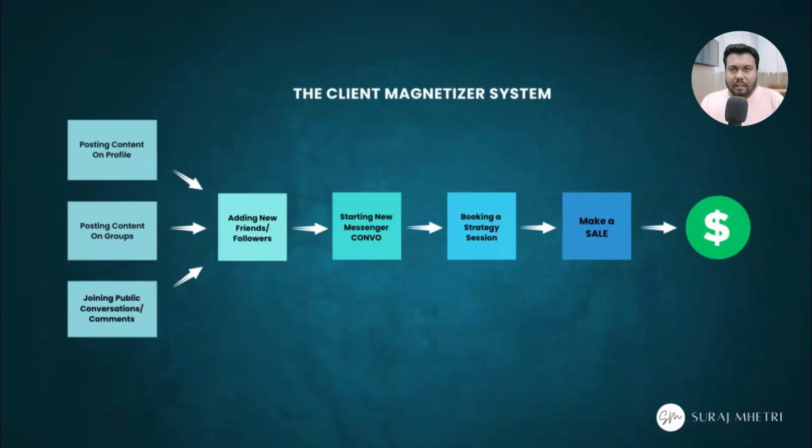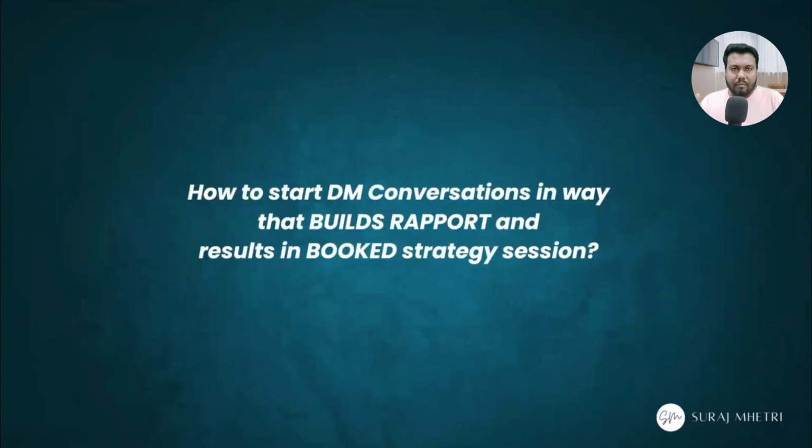So as we are focusing the client attraction process on social media, the primary way to do this is going to be the direct message. That is the DM or the messenger feature on Instagram or Facebook, as simple as that, right? So the main focus is how to effectively start the DM conversations in a way that builds rapport and results in a booked strategy session, a booked sales call.